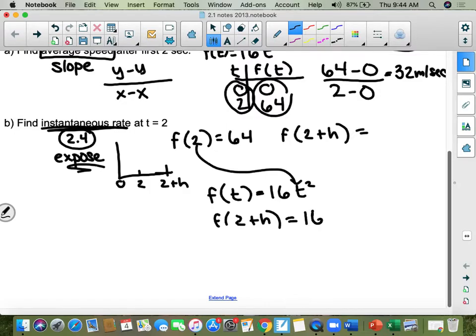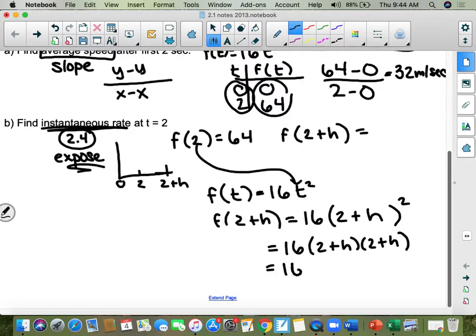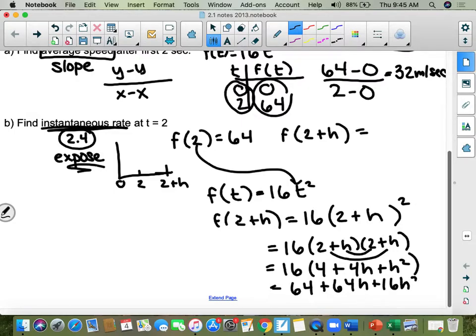So it's going to look like 16, but in place of the t, I put a 2 in there to get 64. But now I'm going to have to put a 2 plus h in there, and I square it, which is equal to 16, and I know that that's made up of 2 plus h twice. When I do the FOIL method, I'm going to get 4 plus 2h plus 2h is 4h plus h squared, which will give me, if I do the distributive property, 64 plus 64h plus 16h squared.